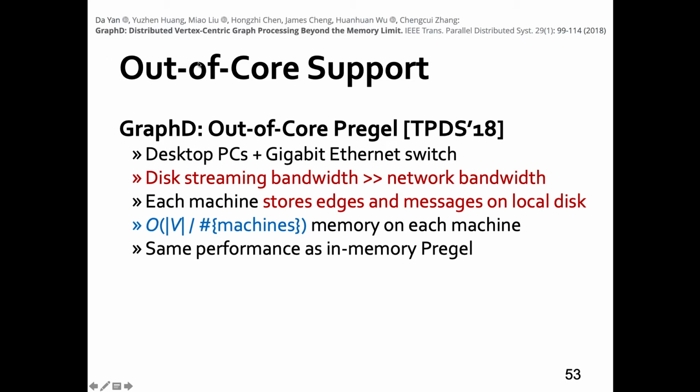In this TPDS 2018 paper, we propose a GraphD system that keeps adjacency lists and messages on local disks for streaming during the execution, so that the memory cost is negligible. As a result, GraphD can scale to very big graphs. We observe GraphD has the same performance as our in-memory Pregel Plus system, meaning that the significantly reduced memory consumption is a free lunch.